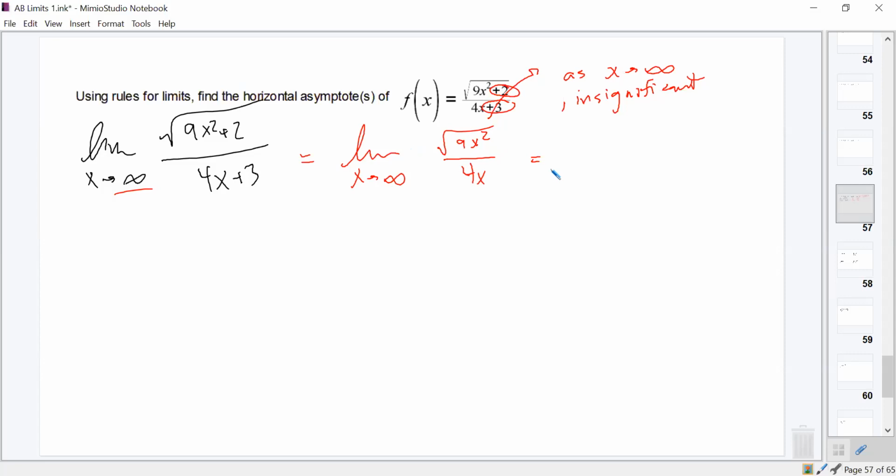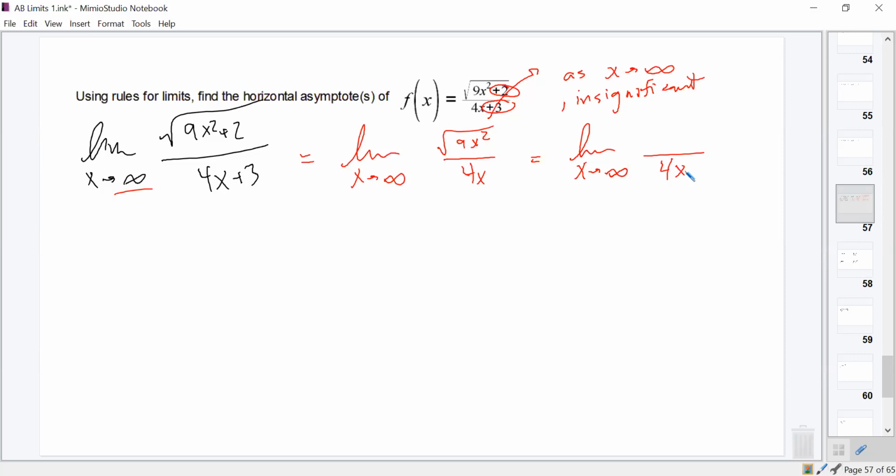So how do we simplify root 9x squared? 3x. Almost. Plus or minus 3x. Okay, close, almost. The plus or minus is an important piece to this.